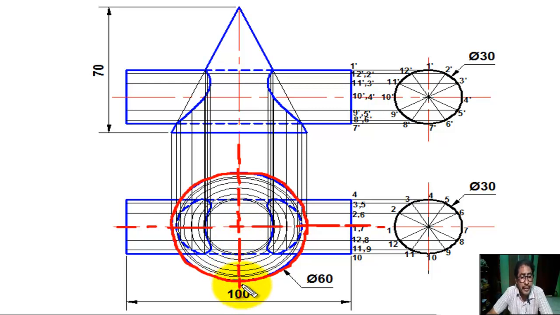Okay. Now draw the XY line. Now from this quadrant and this quadrant, draw the vertical projection lines up to the XY line. Next, draw the axis line.